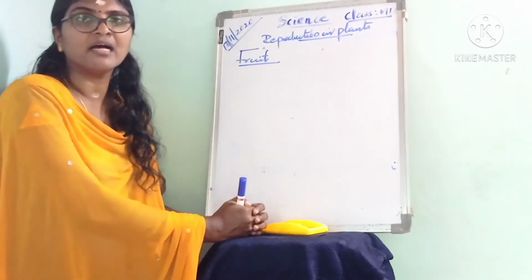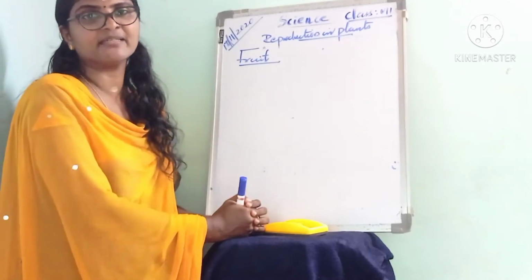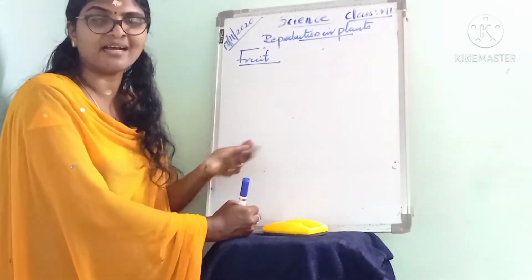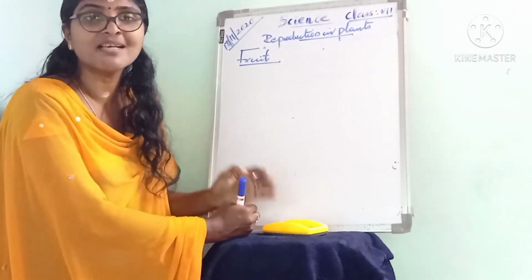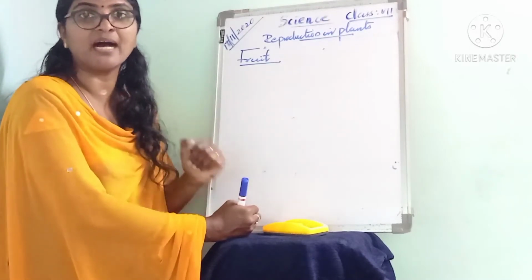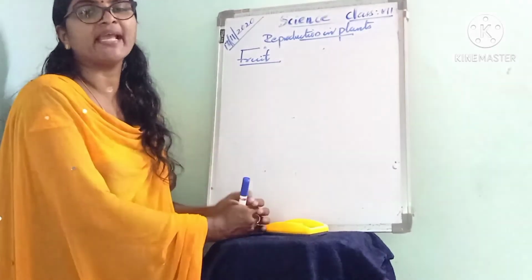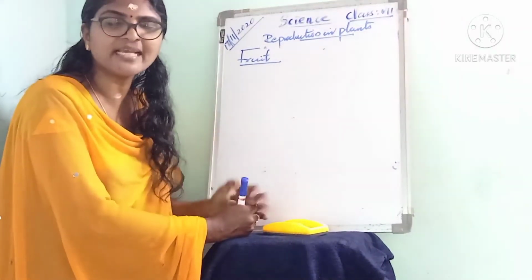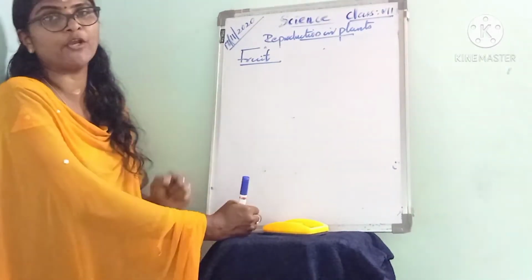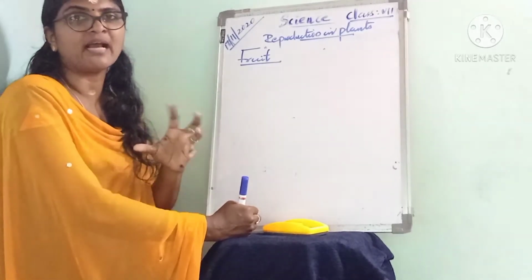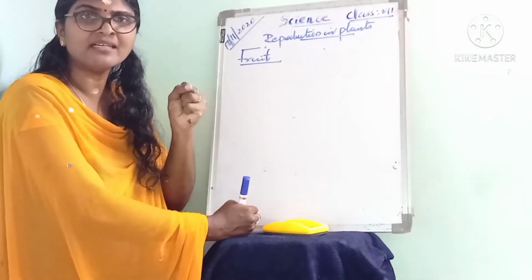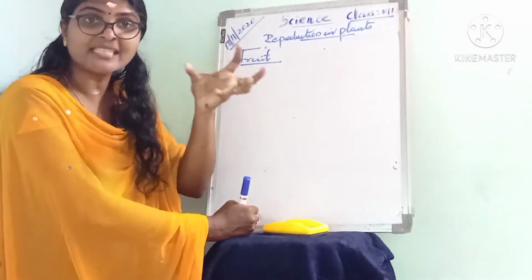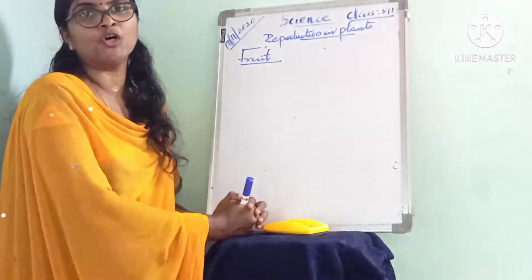The seed loses most of the water as it dries. As it dries, what happens? It loses water. Then it becomes hard and strong. The hard seed protects the embryo. When it becomes hard, it acts as a protection for the embryo.